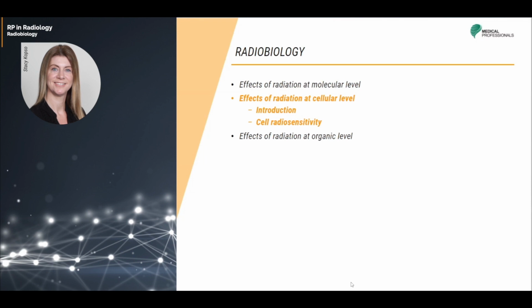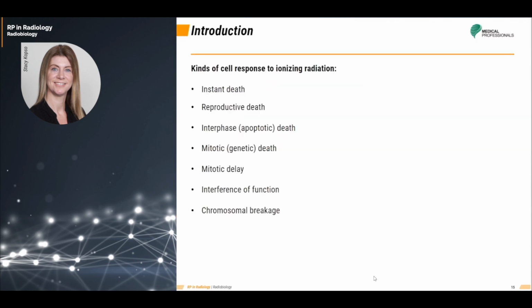Moving now to radiation effects at a cellular level. Upon exposure to radiation, cells normally respond in 7 distinct ways. 1. Instant death. The result of an overwhelming dose of radiation, 1000 gray. The energy absorbed by the cellular components causes DNA breakdown and the coagulation of proteins. Death results in a matter of seconds.